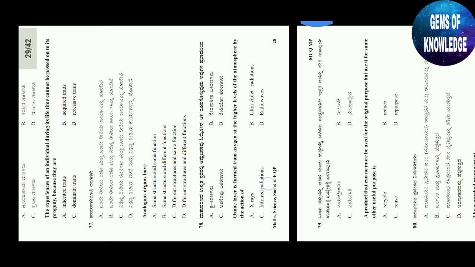Okay, then 78, ozone layer is formed from oxygen at the higher level of atmosphere by the action of, obviously here we are going to study about ozone layer, means nothing else works here, only the ultraviolet rays. It depends only on the ultraviolet radiation. So here the correct answer is B1, ultraviolet radiations. Moving to the next question.